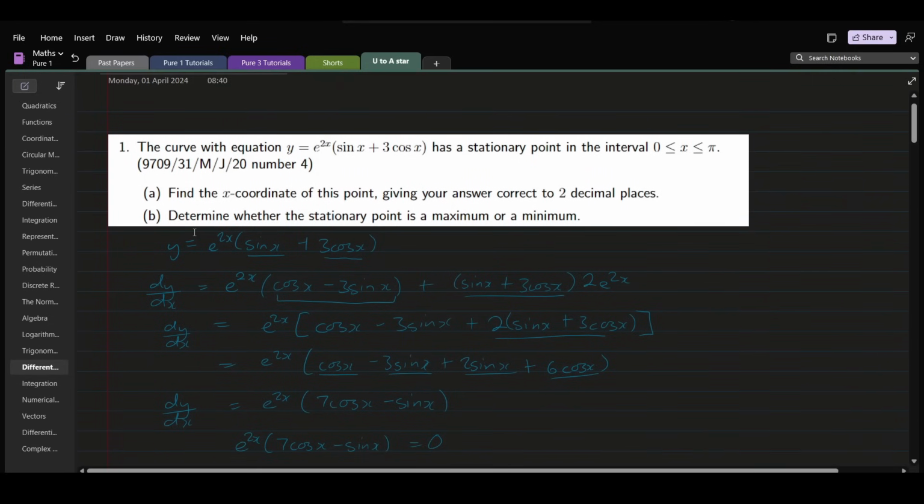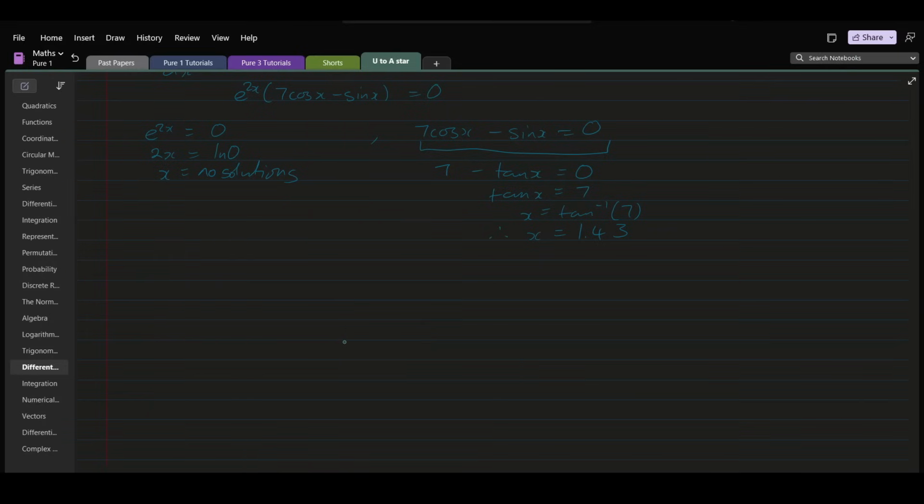Part B. Determine whether the stationary point is a maximum or a minimum point. Okay, so we're not going to treat this like at AS level. At AS level, you just simply find the second derivative and then substitute your x value. But the functions that we're now dealing with are a lot more complicated, so it would take too much time to get the second derivative and then substitute x.